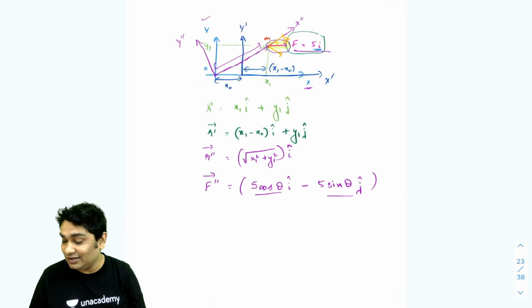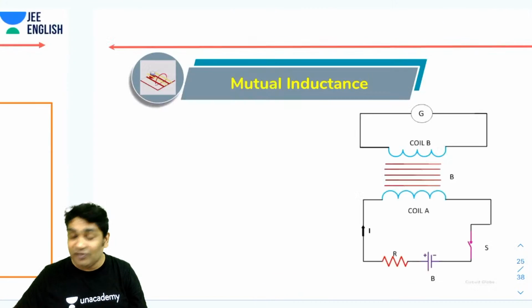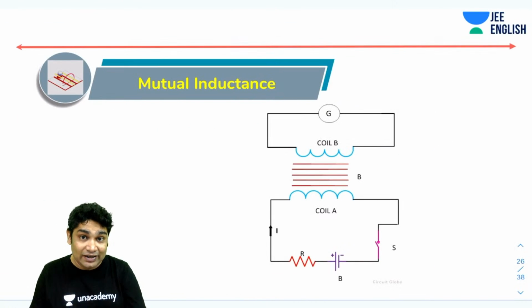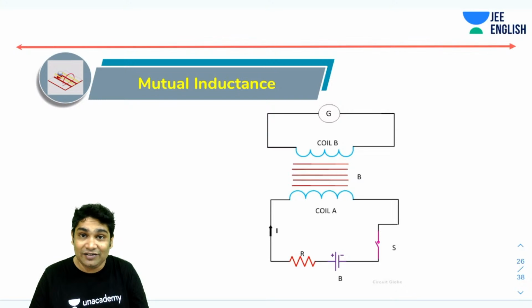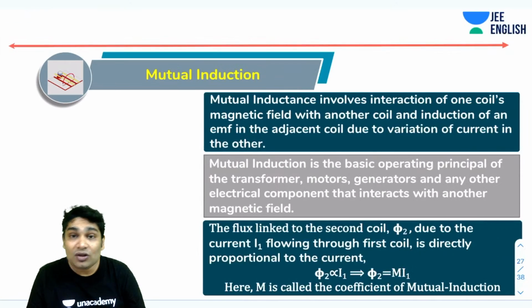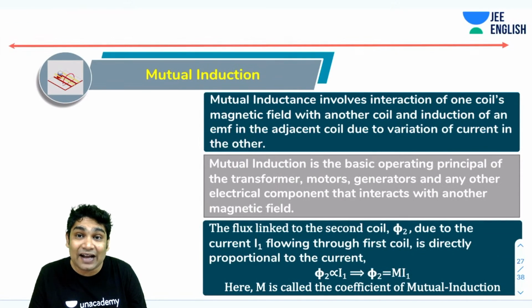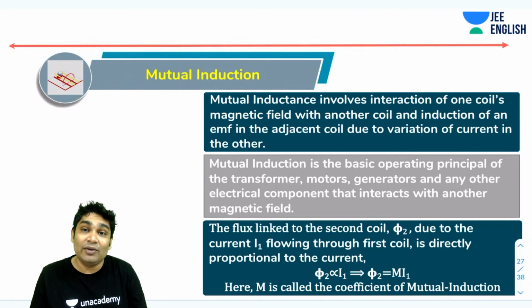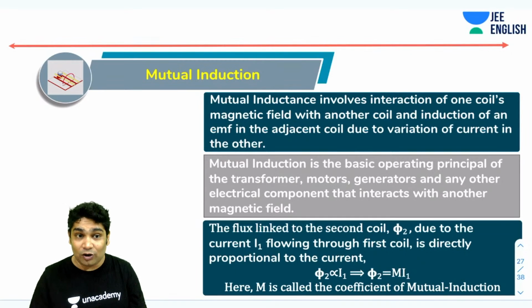Okay, yes. So combination we will talk about later. Let's just quickly go over mutual inductance and the phenomena. What is that? Mutual inductance involves interaction of one coil's magnetic field with another coil and induction of an EMF in the adjacent coil due to variation in the current of another.